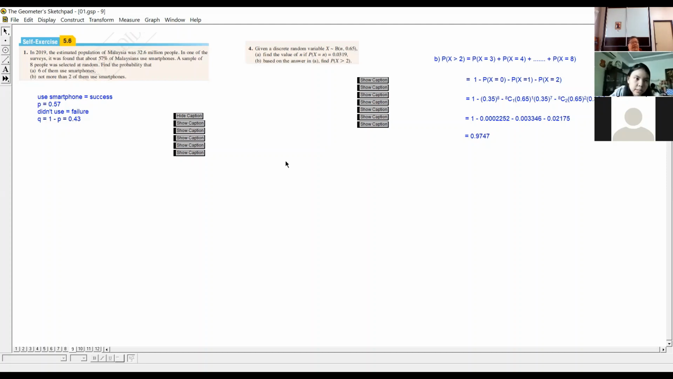In 2019, the estimated population of Malaysia was 32.6 million people. In one of the surveys, it was found that about 57% of Malaysians use smartphone. A sample of 8 people was selected at random. Find the probability that 6 of them use smartphone, not more than 2 of them use smartphone. Okay, right. Population of Malaysia 32.6 million, no need to use yet.